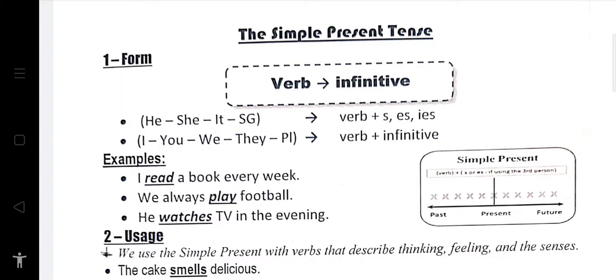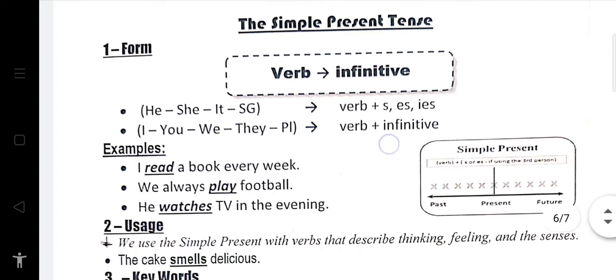The second tense of this unit, which is the present simple tense or the simple present tense. The formation of this tense is the infinitive with I, we, they, you, or the plural noun. But with he, she, it, or the singular noun, we have to add s, es, or ies. Examples: I read a book every week. We always play football. He watches TV in the evening.